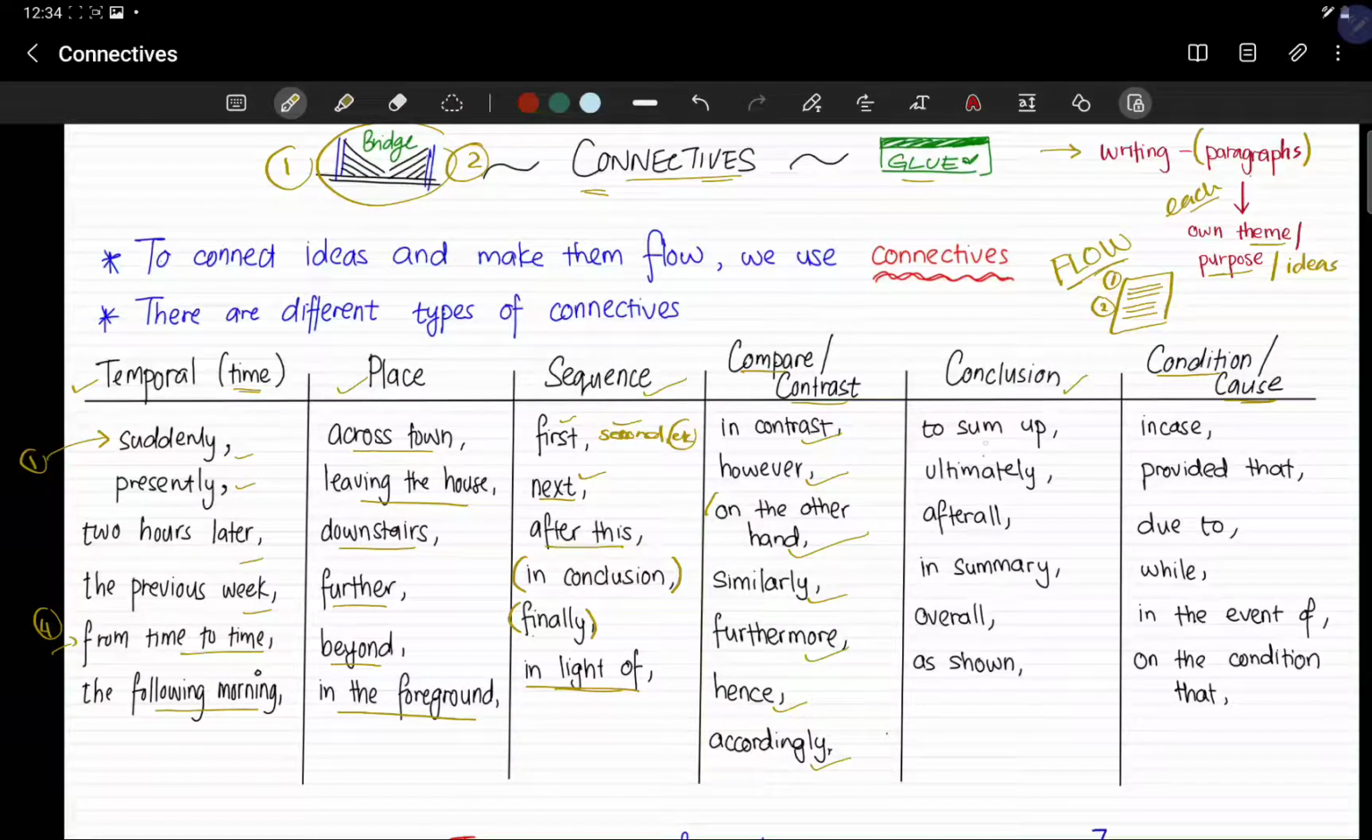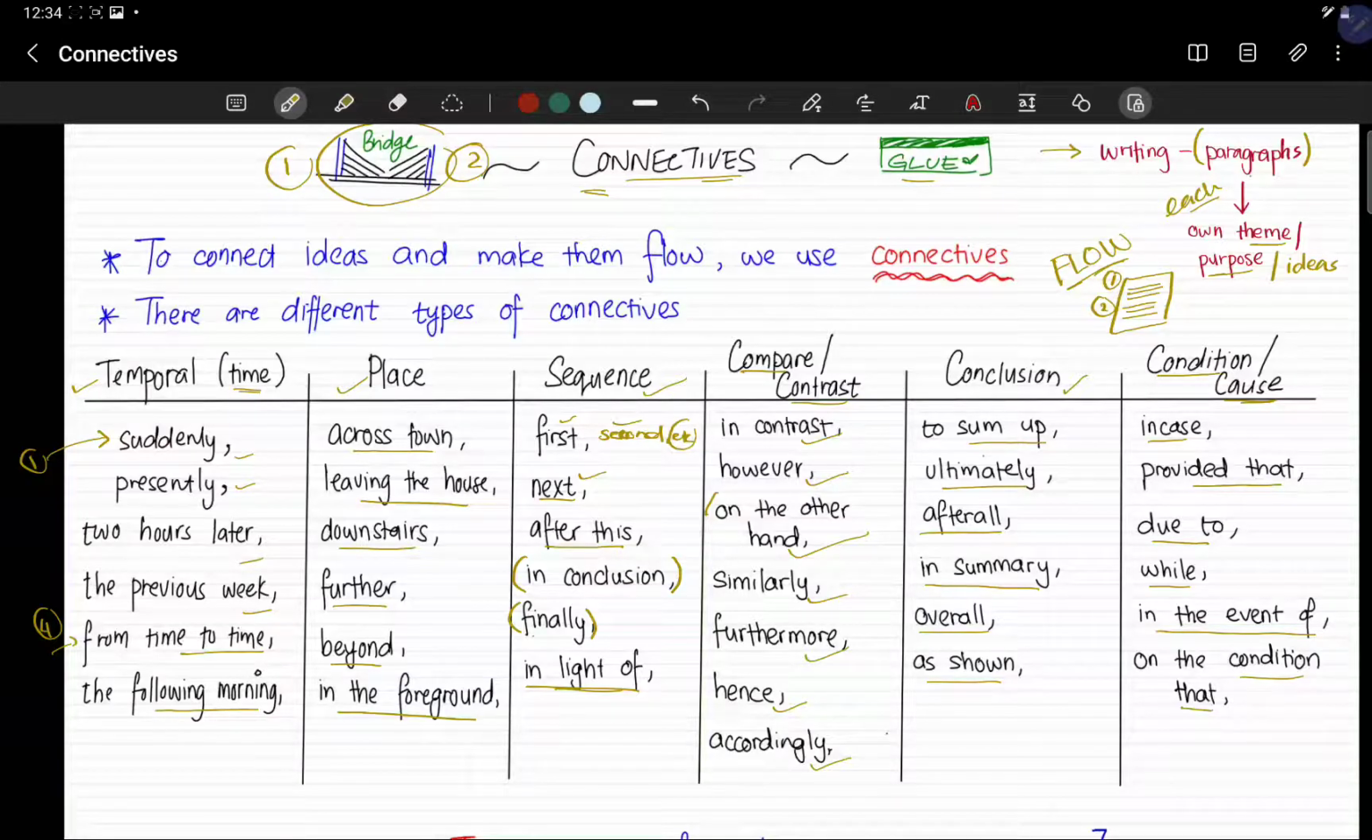We also have connectives that show conclusion. For example, connectives like to sum up, ultimately, after all, in summary, overall, and as shown. Connectives that show condition or cause are connectives such as in case, provided that, due to, while, in the event of, or on the condition that. We use these when we want to showcase that something is dependent on something else.